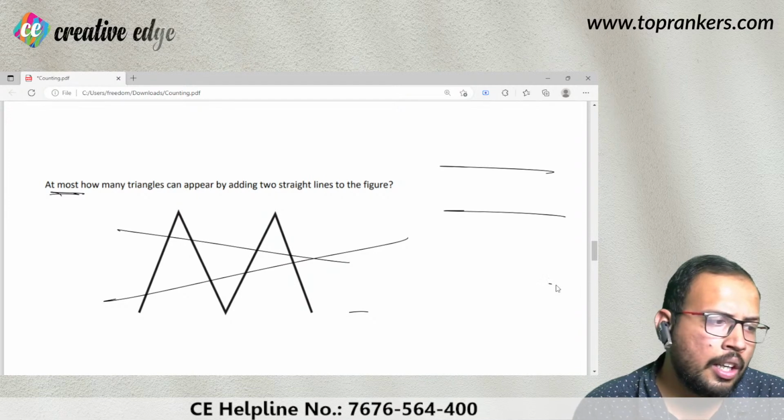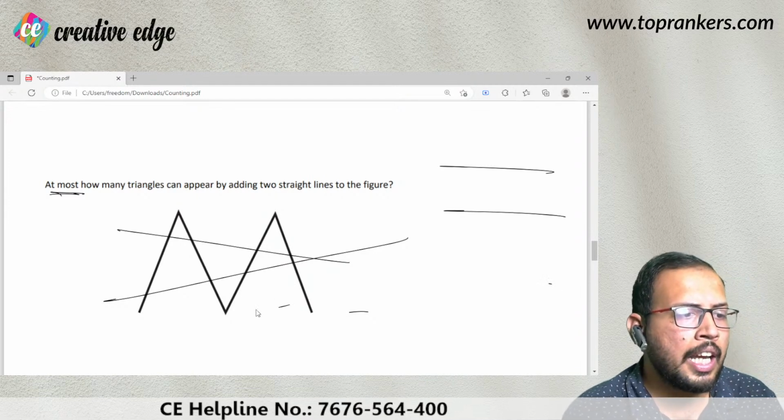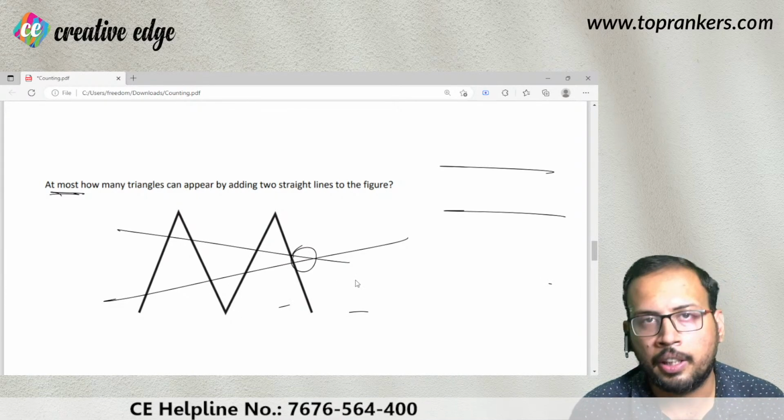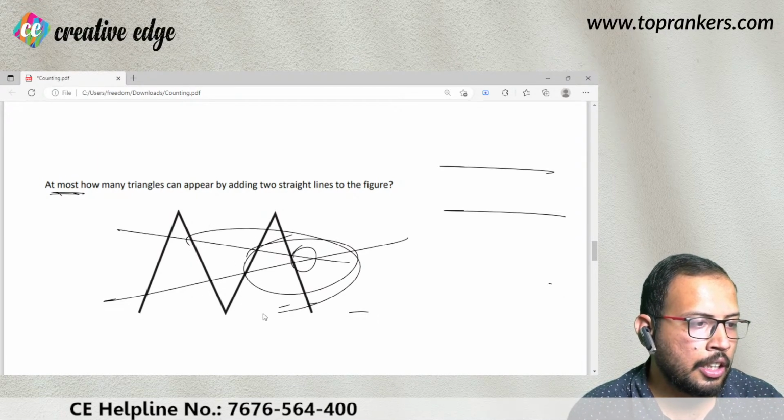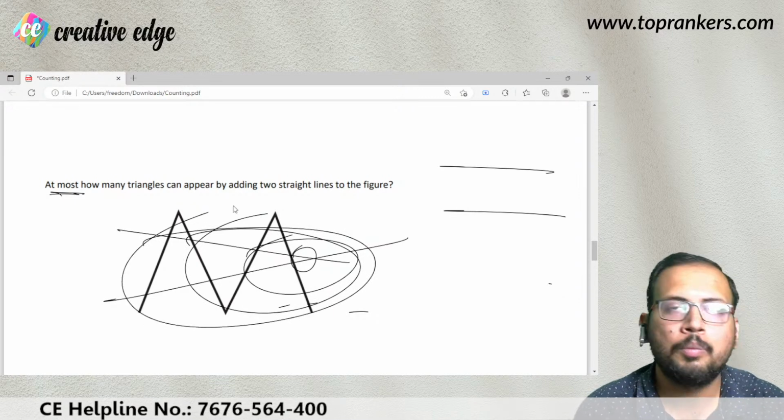Now if I tell you to count the number of triangles, obviously you can see that I am getting one triangle extra here. I am getting this one as another triangle, I am getting this as another triangle, I am getting this as another triangle.